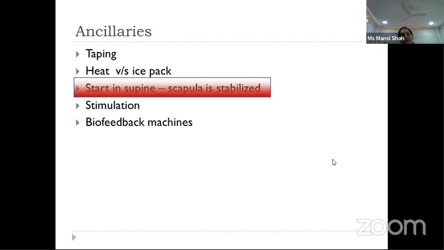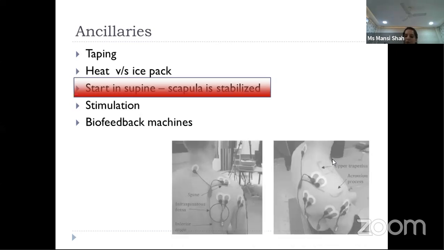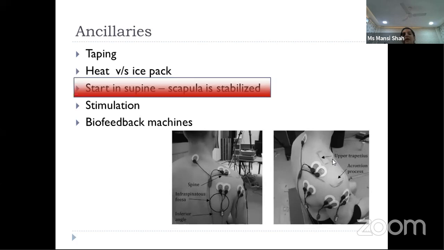A lot of times stimulation is also an adjunct that we use, especially stimulating the supraspinatus and the infraspinatus. We also have pocket biofeedback machines that are available. We can use those and train the patient. They give us a beep, whether it is right or wrong, or they give a video screen output and tell the patient whether what they're doing is right or wrong. So these adjuncts can be used as well.